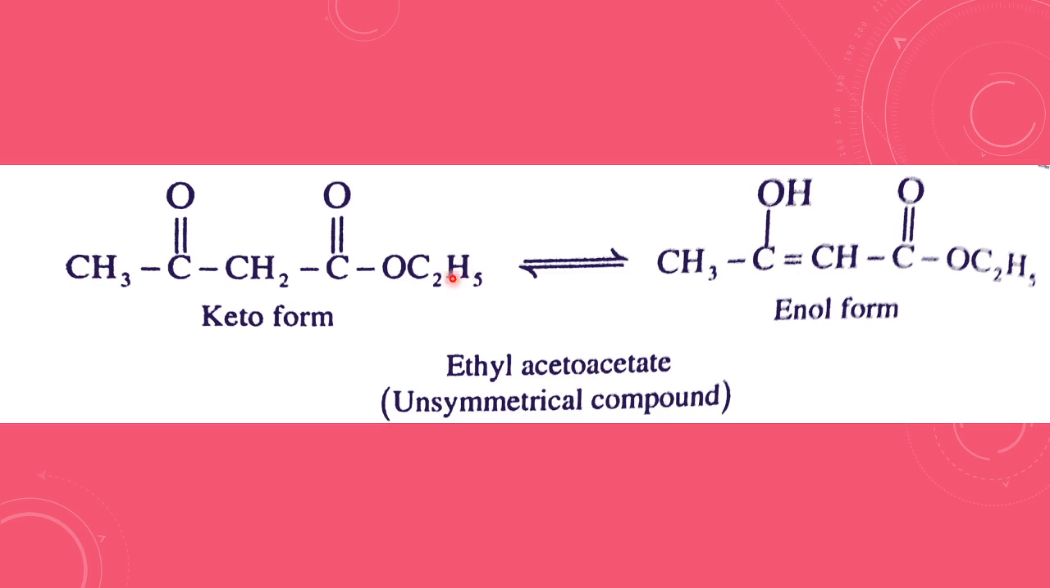Here CH3 and here C2H5 means these are unsymmetric compounds. If these are the same, it is symmetric. If these groups are different, these are unsymmetric compounds.